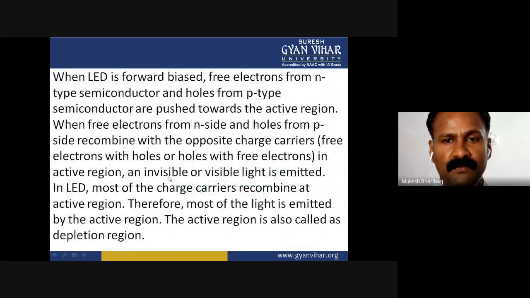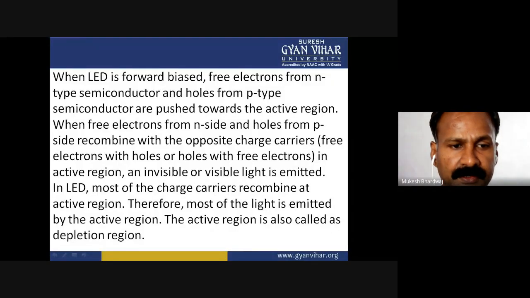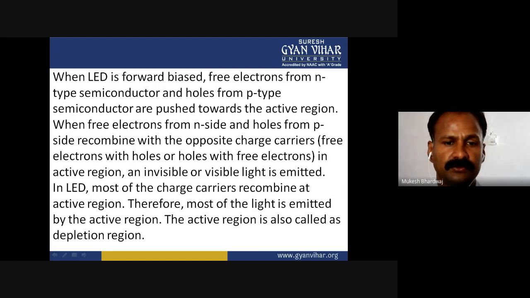When LED is forward biased, free electrons from N-type semiconductor and holes from P-type semiconductor are pushed toward the active region. When free electrons from the N side and holes from the P side recombine with the opposite charge carriers, free electrons with the holes or holes with free electrons in the active region, an invisible or visible light is emitted. In LED, most of the charge carriers recombine at the active region. Therefore, most of the light is emitted by the active region. The active region is also called the depletion region.